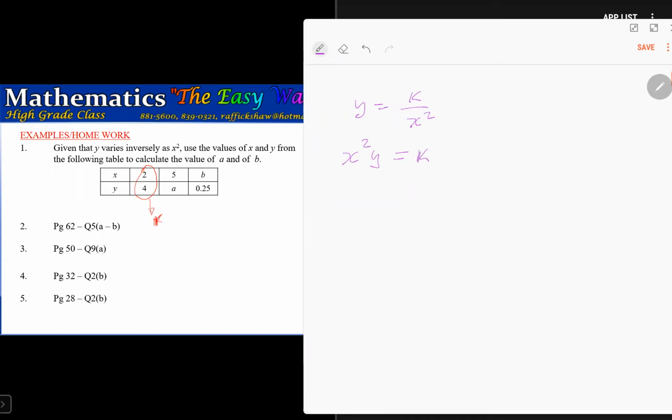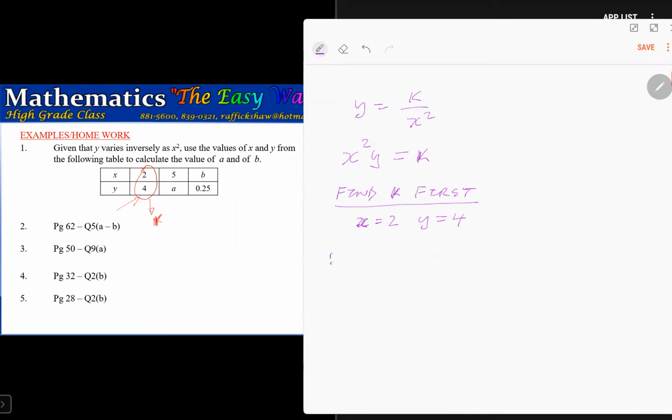And as always, find k first. I'm trying to find out what the formula is fully. So you find k first. Always find the k first. What do you use to find the k? You use the fact that when x equals 2, y equals 4. That's what they gave us right here. That's what you use. Put them in this formula.